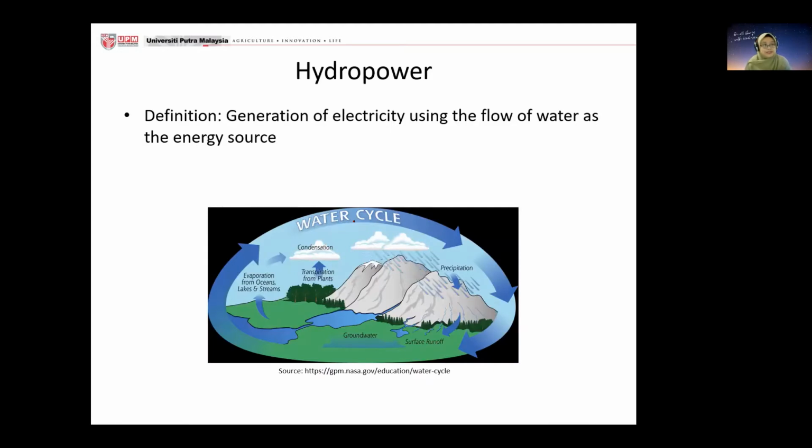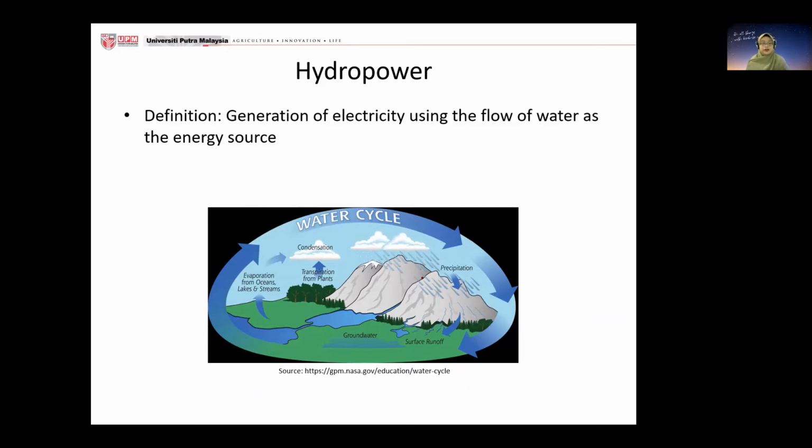Because we are going to move into the next type of renewable energy, which is hydropower, right? I'm sure that you guys are familiar with hydropower. So what exactly is it? Hydropower is generation of electricity using the flow of water as the energy source. And it basically depends on the water cycle. We have water that evaporates from the water bodies, undergoes condensation, and then precipitation. And that creates the flow of water.